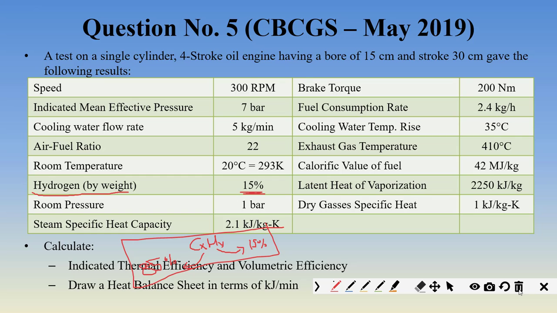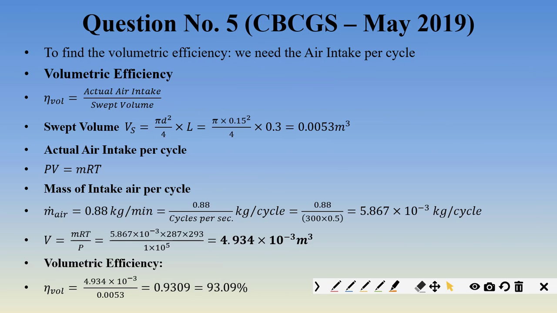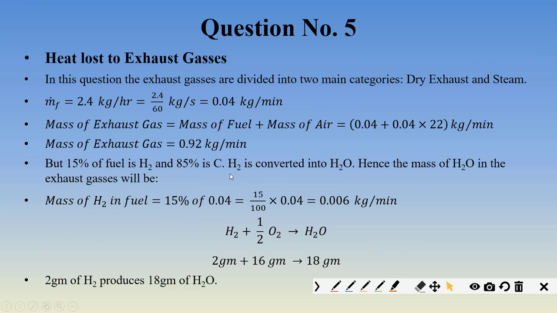So see over here what we have done. Heat loss to exhaust gases. What have they given us? The mass flow rate of fuel: 2.4 kg per hour. We convert that kg per hour into kg per minute. Sorry, over here it should be minute. So it is 0.04 kg per minute, right? This is the mass flow rate of the fuel.